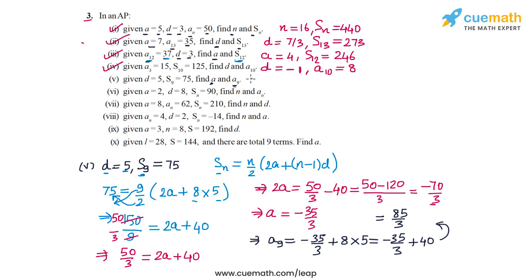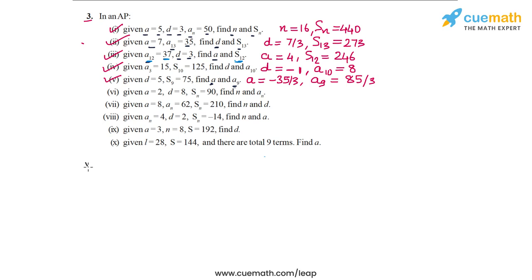So the answer to part 5 is that the first term a is equal to minus 35 by 3 and the 9th term a9 is equal to 85 by 3. So that completes part 5. Now let's do part 6. In part 6 we are given a equal to 2, the first term, d is equal to 8, and we are given Sn is equal to 90. And using this information we have to find n and an.